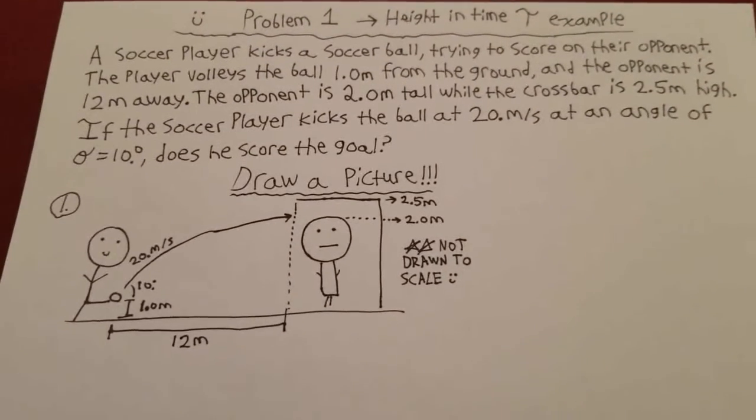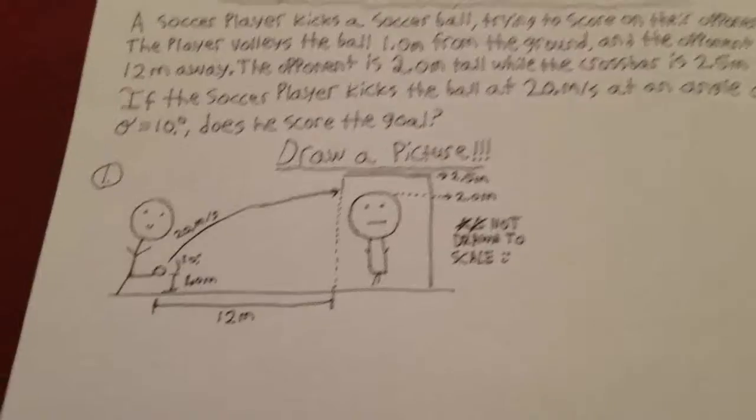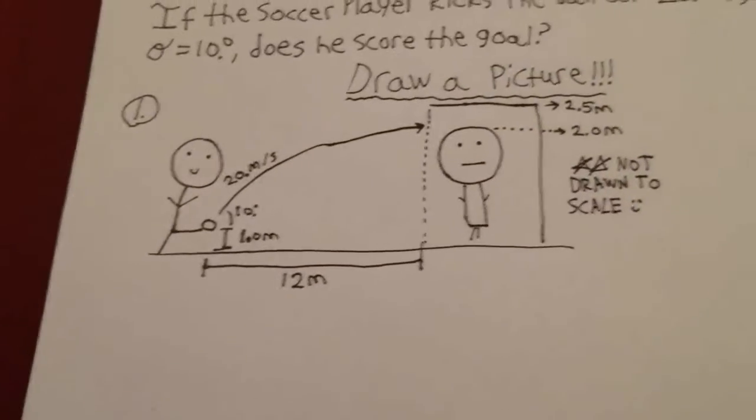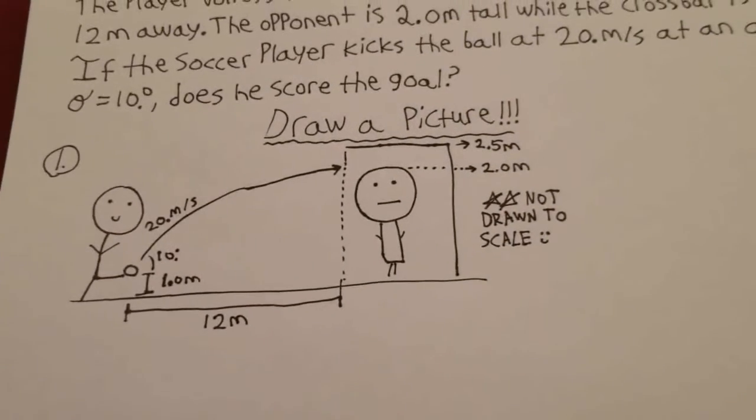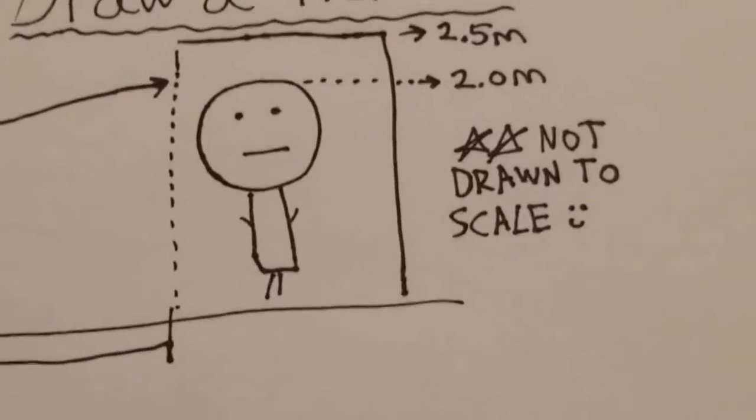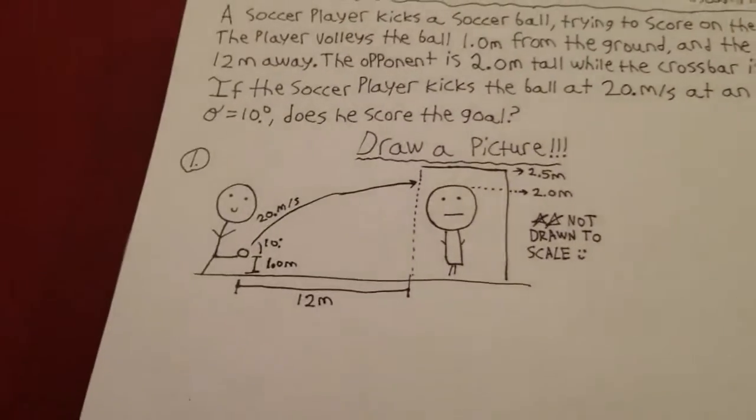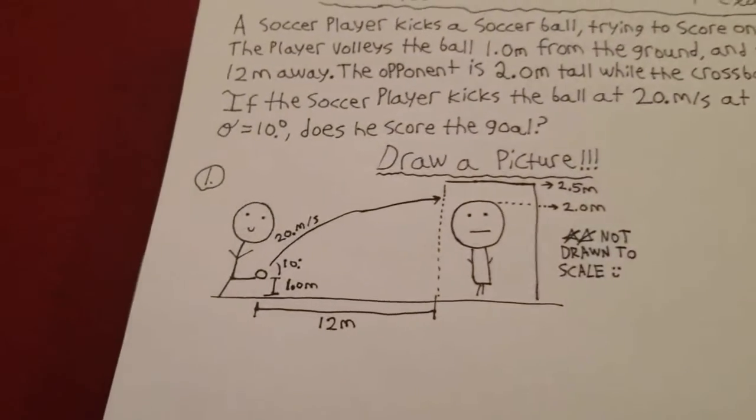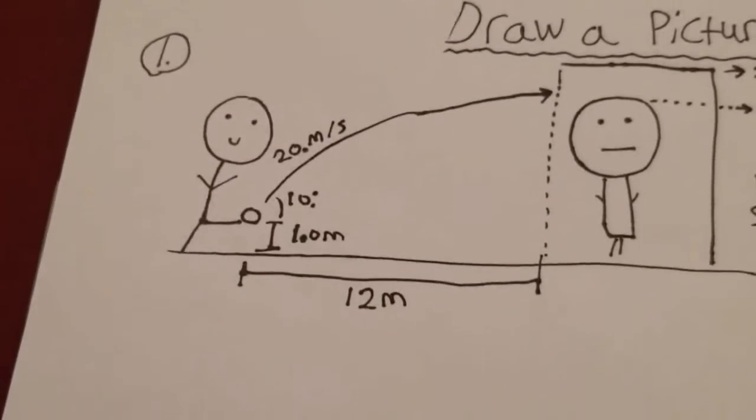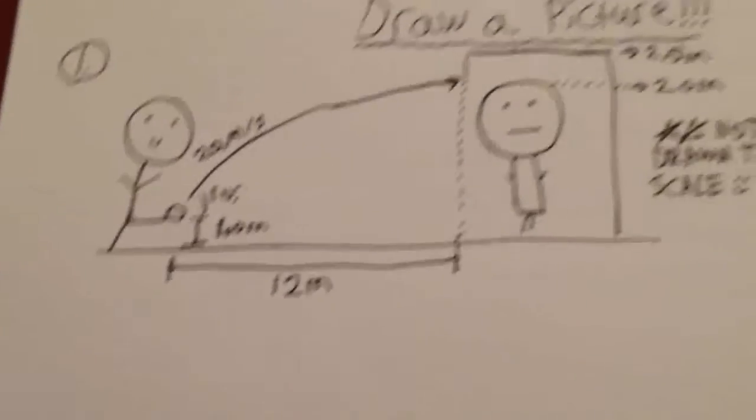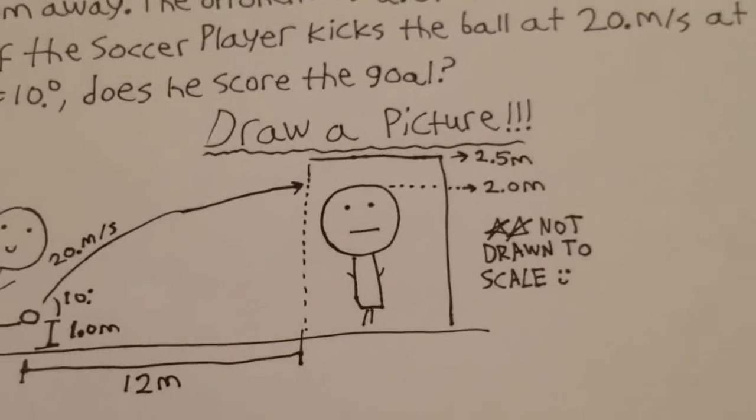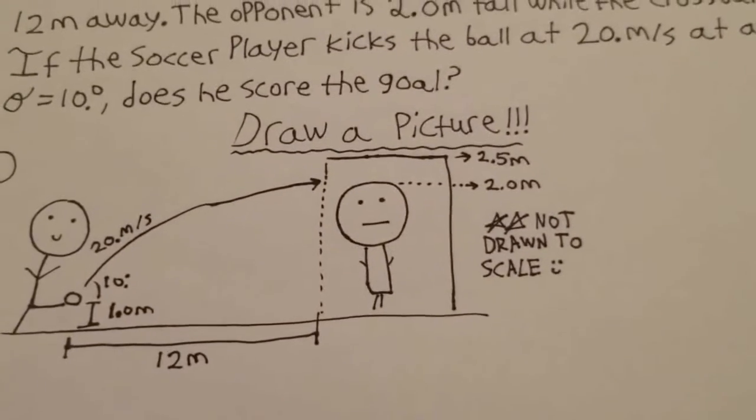Alright, here's my picture. You can see that he is kicking the soccer ball, projected to be inside of the goal. It's not drawn to scale, please don't hate. And you can see I have all my variables. I have velocity, the angle, the height, the distance, and then the height of both the goalie and the crossbar.